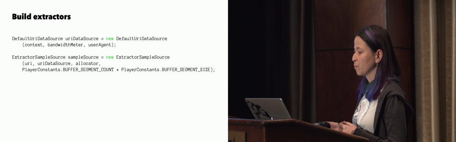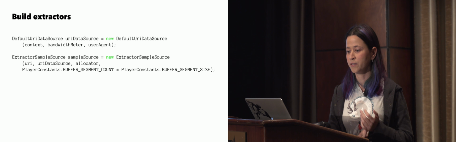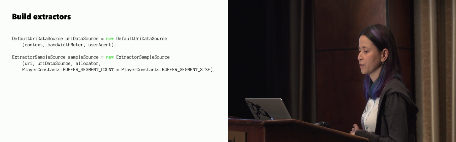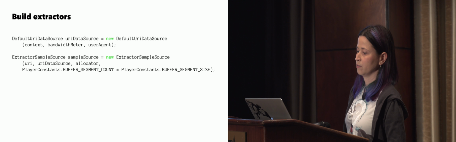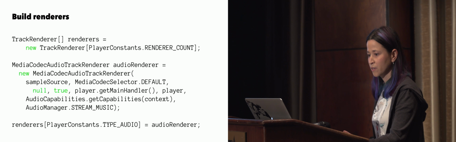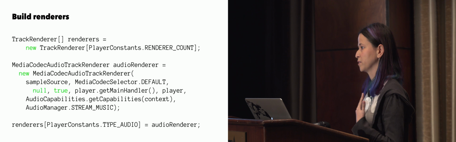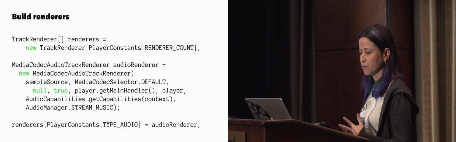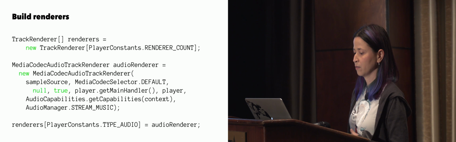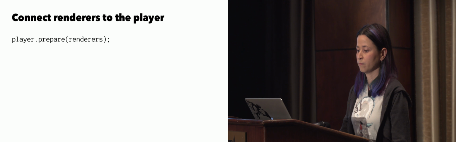If we go back and think about the building blocks that we saw in the previous slide, then this is what they are. The default URI source that is being given to the extractor sample source, and the renderers, which is an array of renderers. In this case, I only put an audio renderer there, but for video, we will have a video renderer, and if we want subtitles, we would have a text renderer there. We put them all in this array, and then we give them to the player to use.